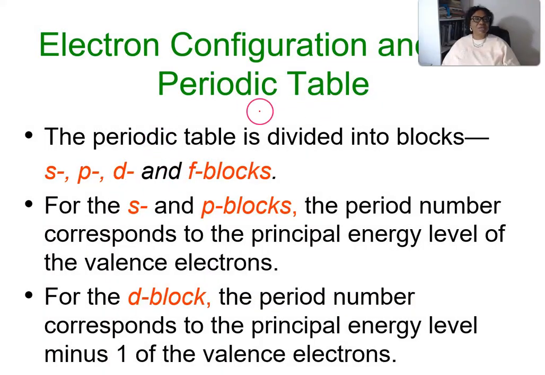Electron configuration and the periodic table. How is electron configuration connected to the periodic table? How can we use the periodic table to predict the electron configuration? The periodic table is divided into blocks: S, P, D, and F blocks. We need to know that.